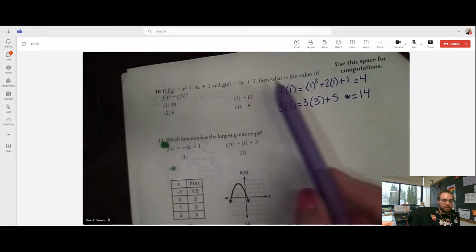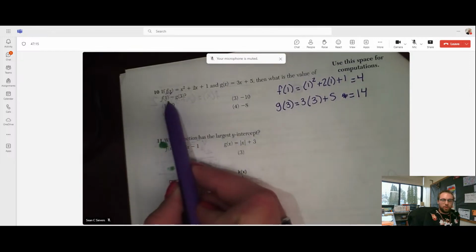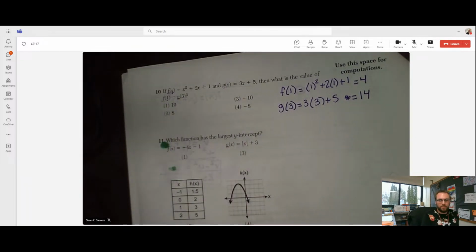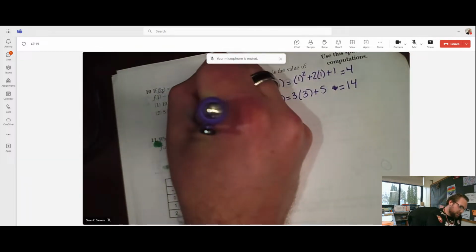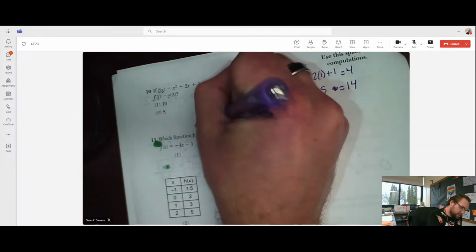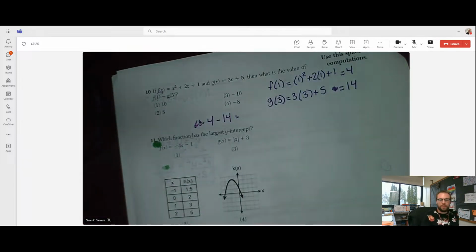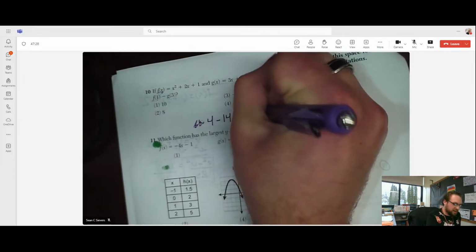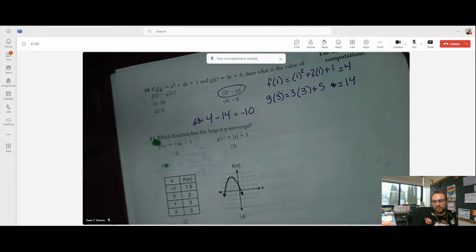And because it wants us to find the value of f of 1 minus g of 3, we're going to do positive 4 minus 14, which gives us our final answer of negative 10.